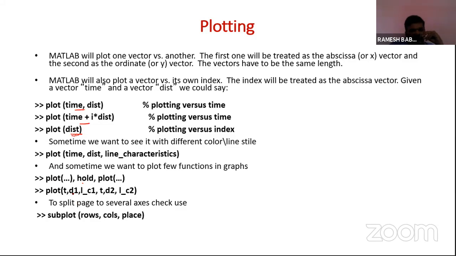So the next one is plot t, d1, c1, t, d2. This way, n number of variables you can use for plotting. And if you want to split these into several axes, then we can use subplot. For subplot, you choose how many rows you want, how many columns you want, and which position. That also you can choose here. So that way, subplot also you can use.